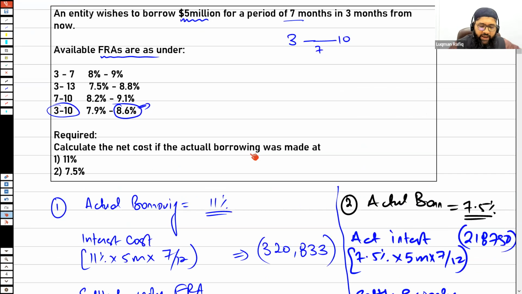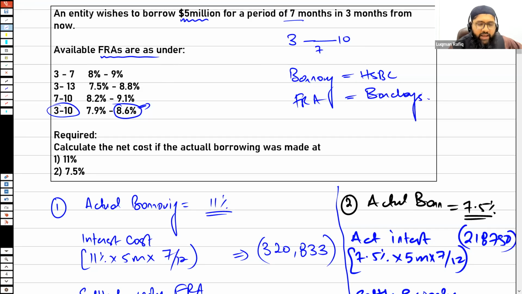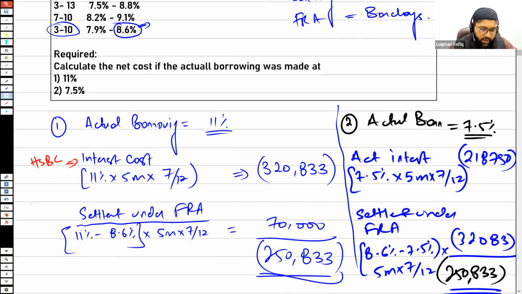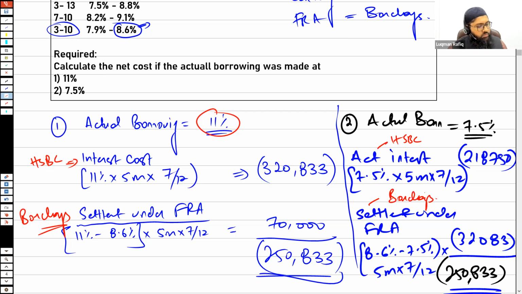Let me just guide you. Let's say you are borrowing the money from HSBC and you have agreed under the FRA with Barclays. So this interest cost that you are paying is to HSBC because you have borrowed the money from HSBC. And this settlement under FRA is being received from Barclays because Barclays is settling the fund to you. The reason being you borrowed at an extra rate. You borrowed at 11% and you've agreed to an FRA of 8.6%. Similarly, this is HSBC. This is Barclays. You get my point?